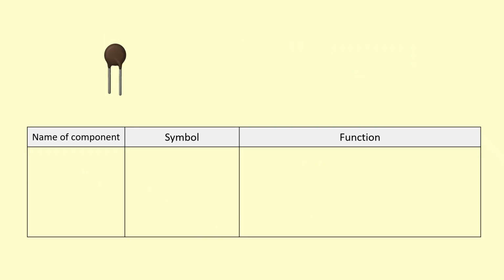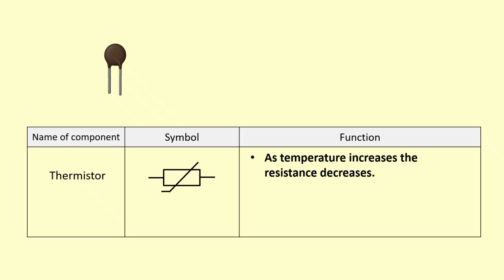This component here is a thermistor. It is represented using a rectangle with a tick going across it like this. So basically, its resistance depends on its temperature. As temperature increases, the resistance decreases. This is strange because normally for metals, the higher the temperature, the higher the resistance. But this is not made from a normal metal.